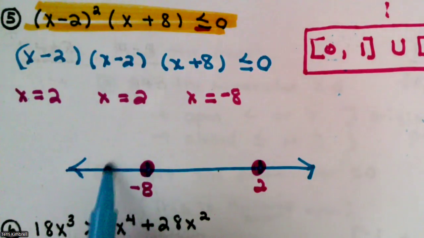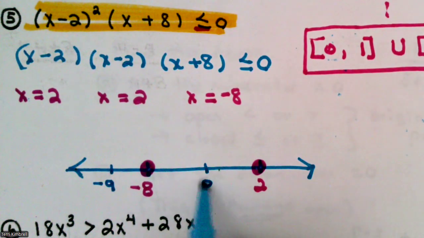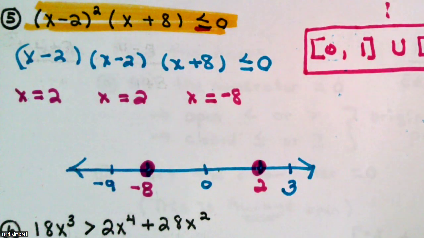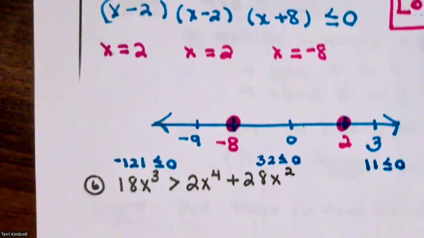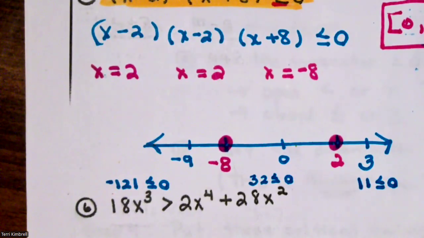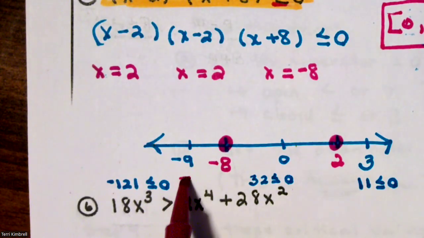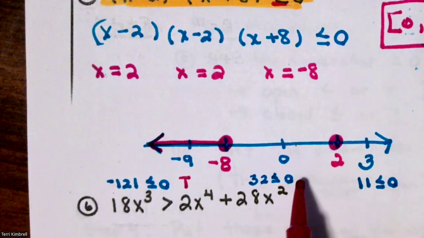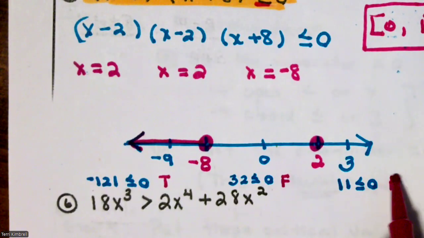So something to the left of that, I'm going to say -9. 0 does fall between that and then possibly 3. Okay. So go ahead and test those and we'll see what happens. Okay, as I checked, I'm looking for the trues. So this one gave me a true. So I'm going to color to the left. 32 is not less than 0. 11 is not less than 0.